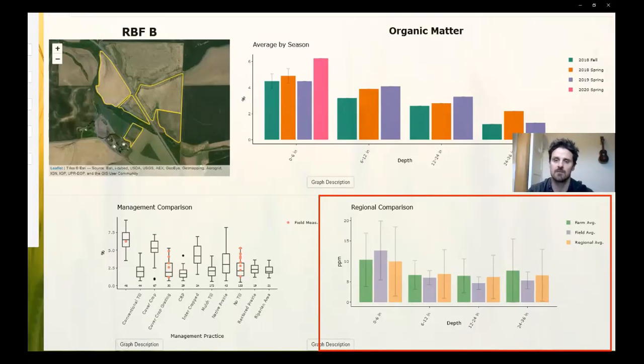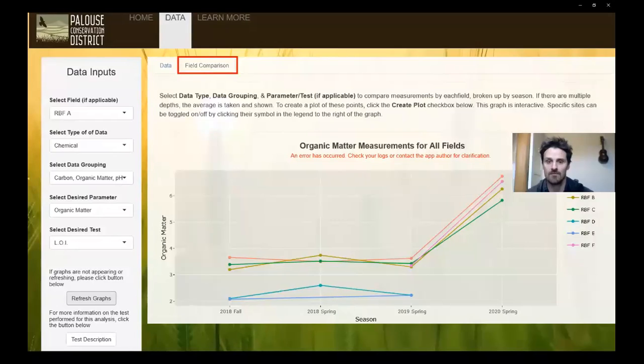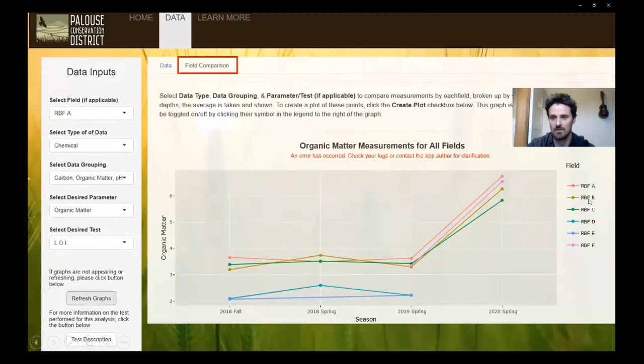Another thing we've been working on, because for this particular application you can just show one field, is this field comparison. An individual could select to look at organic matter across all their fields, and that's what this plot shows. For the 6 fields that we've sampled, they can see how that's changed over time and by field. In this case, you can see that RBFD and RBFE have lower organic matter concentrations than the other 4 fields that we sample.